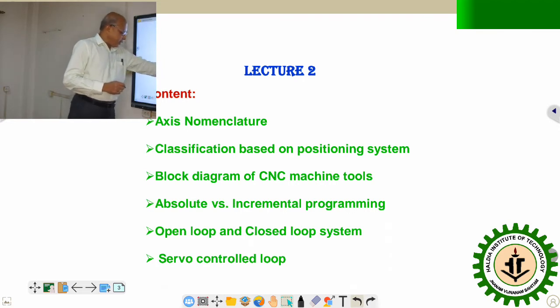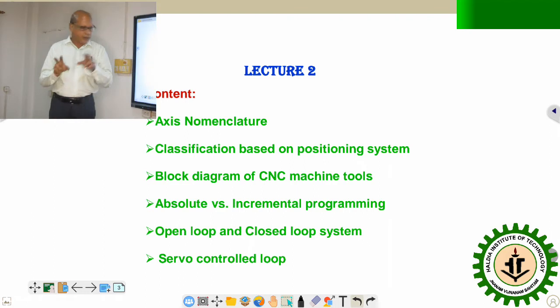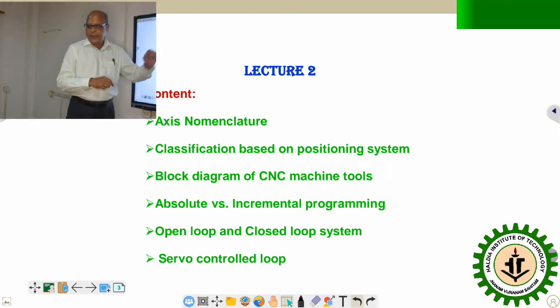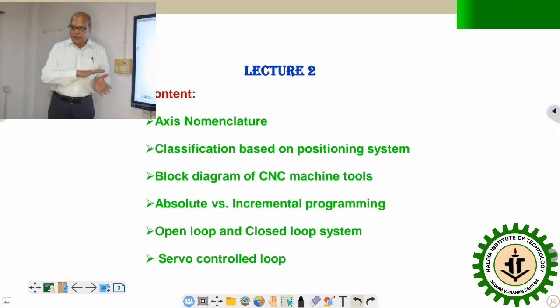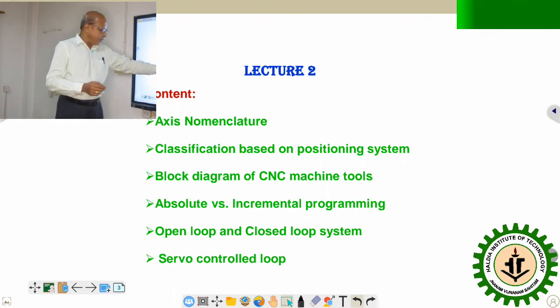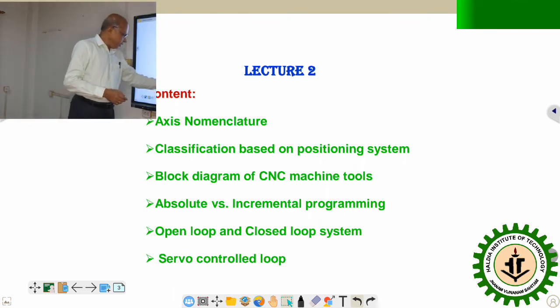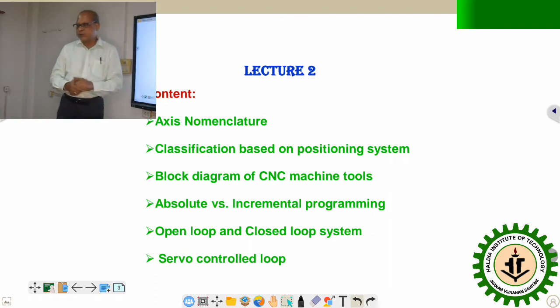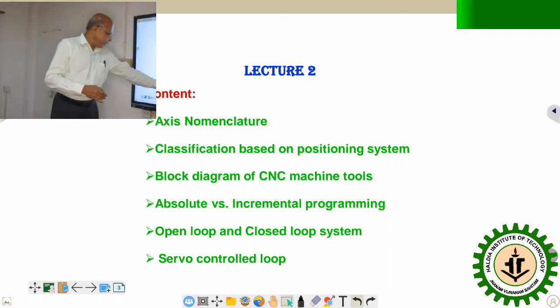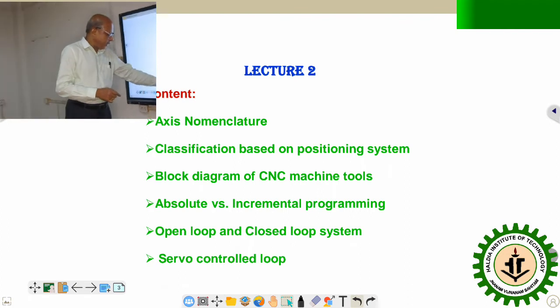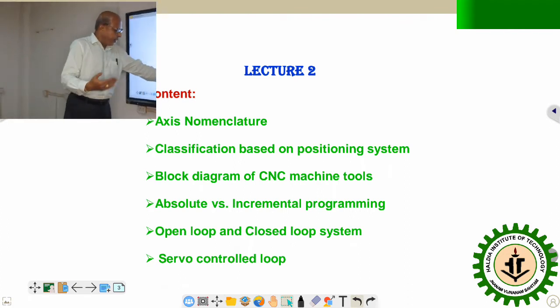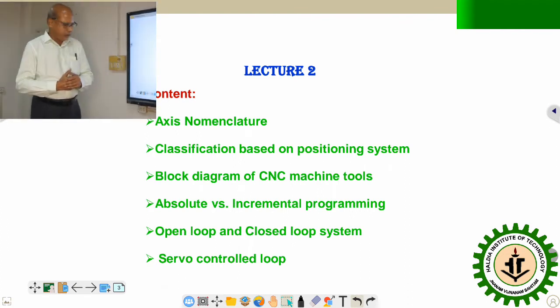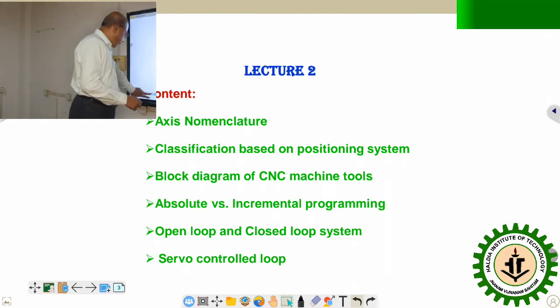Then comes the approach to programming. There are two different approaches available for programming: one is absolute mode, another is incremental mode, and both have their relative advantages and disadvantages that we will discuss. And most importantly, we will discuss open loop and closed loop system control, and the servo control loop, which is the last one, that is basically an augmentation of the basic closed loop control system. So one after another we will discuss.